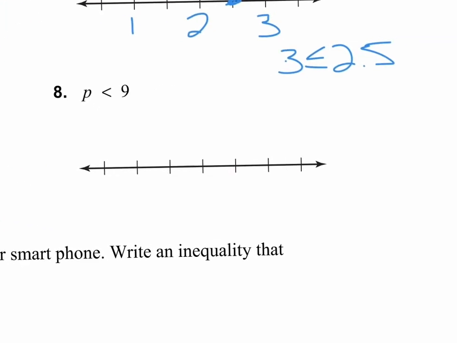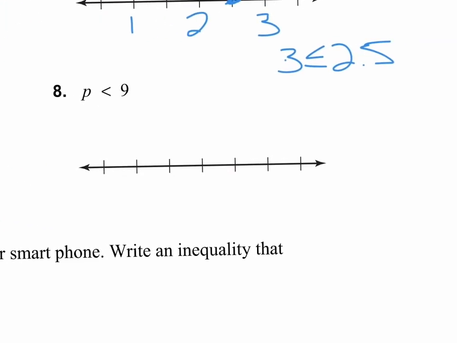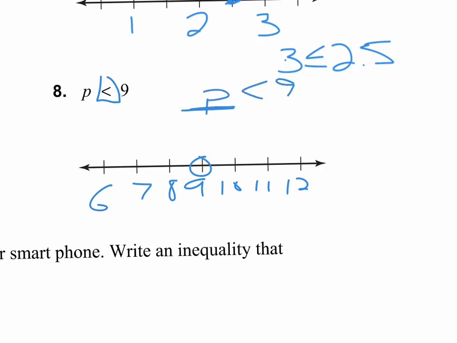Alright, number 8. Same thing. So we're going to put 9. I'm just going to put here 10, 11, 12, 8, 7, 6. Alright, 9. There is no equal or that line underneath, so 9 is going to have an open circle on it. Then we can use our arrow rule if we want, because that P is on the left, so the arrow should go this way.